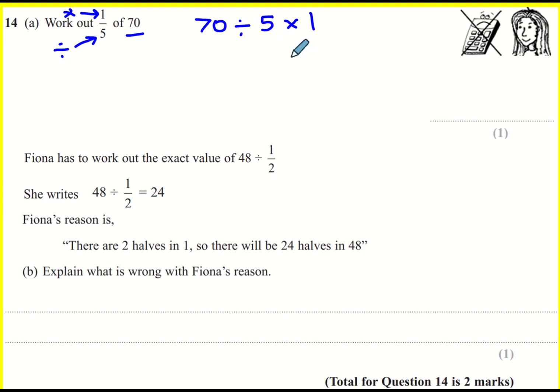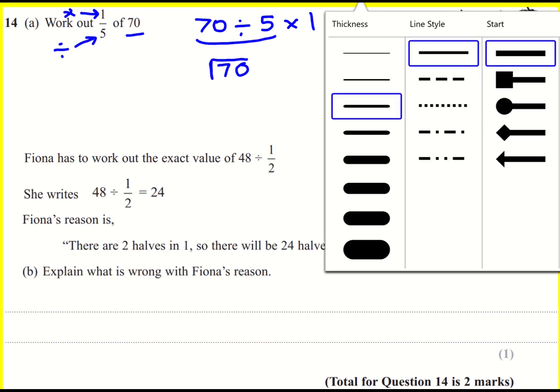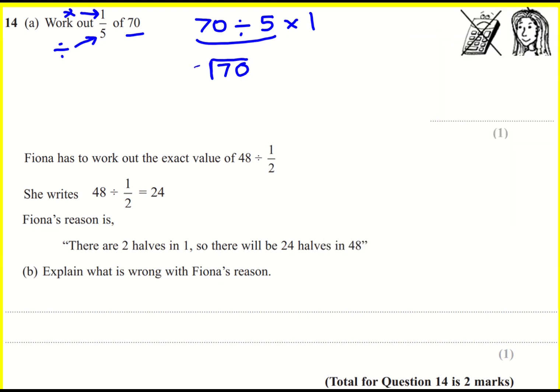So let's do 70 divided by 5. Let's do a little bus stop. 5s into 7 go once, remainder 2. 5s into 20 go 4. So that bit is 14. 70 divided by 5 is 14. And then 14 multiplied by 1, well, anything multiplied by 1 is just itself. The answer is 14.